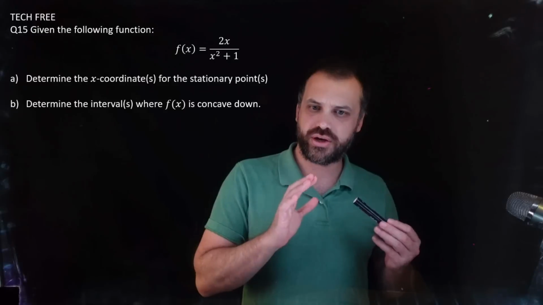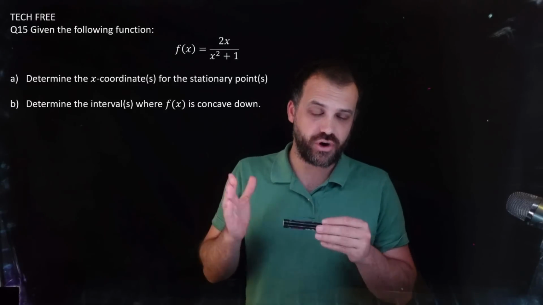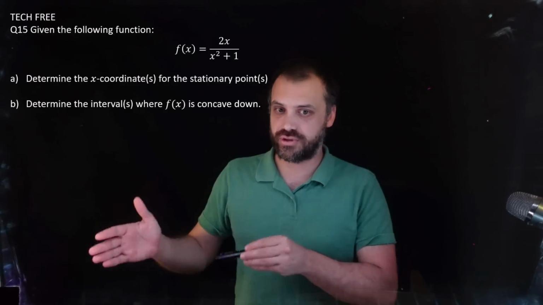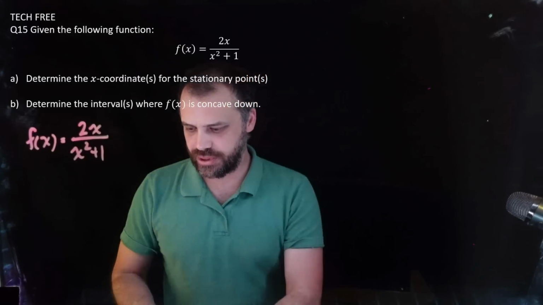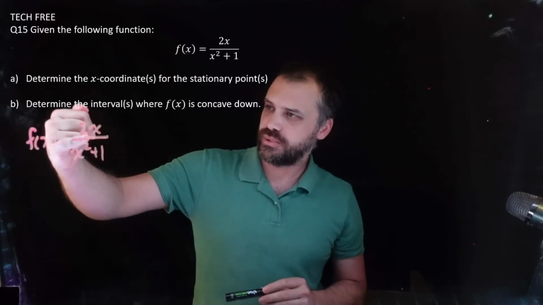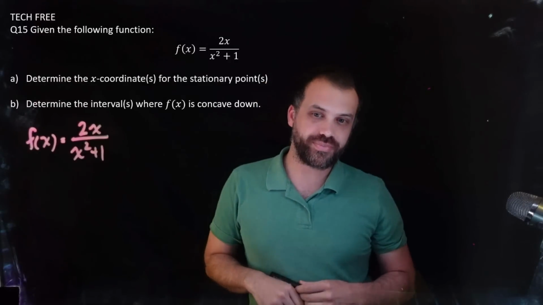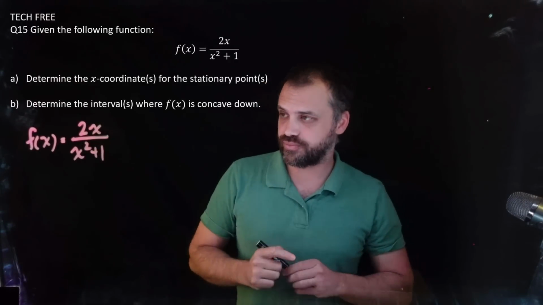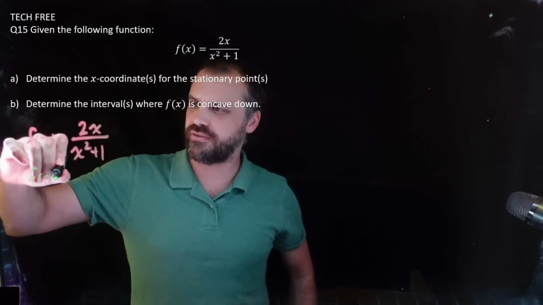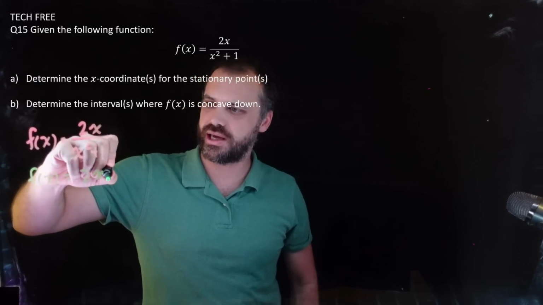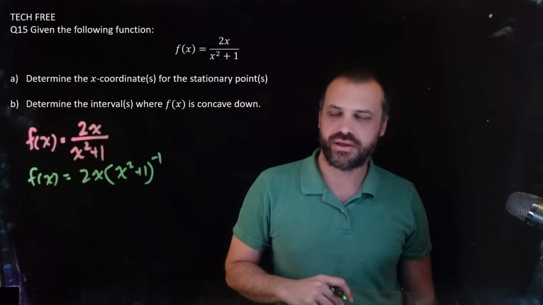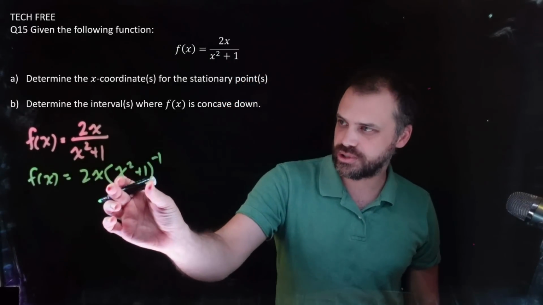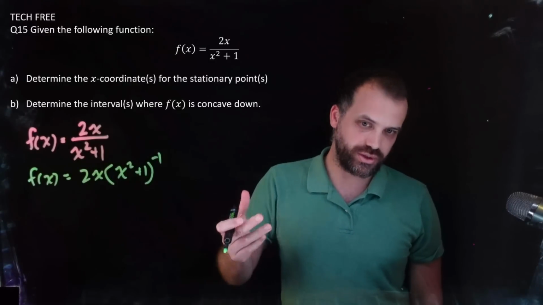Okay, so we know how to find stationary points. Find a derivative and then let the derivative equal 0. Now, it feels like the logical thing to do would be the quotient rule because we've got something on the top and something on the bottom. I'm going to not do the logical thing. I'm going to instead write f of x equals 2x times x squared plus 1 to the negative 1. And so writing x squared plus 1 to the negative 1 is the same as x squared plus 1 on the bottom.